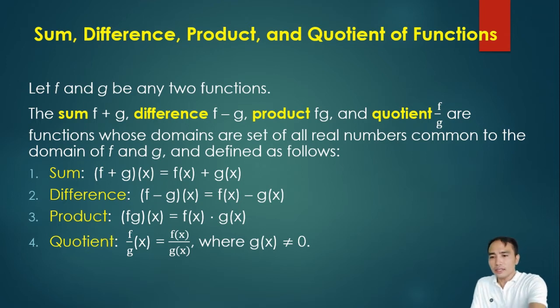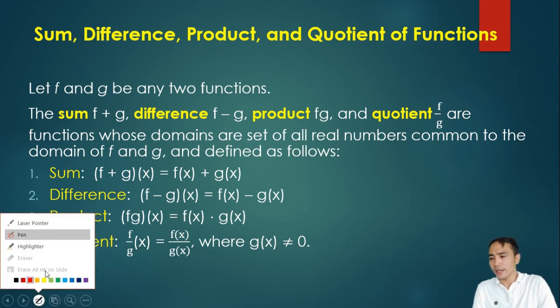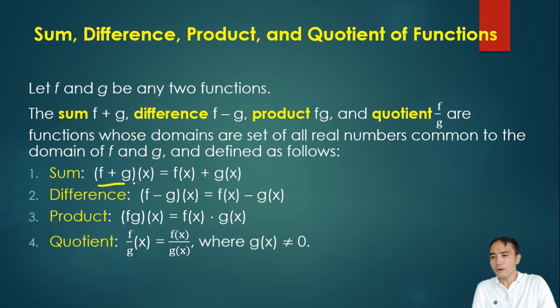For the sum, it is denoted by f plus g of x is equal to f of x plus g of x. For the difference, it is denoted by f minus g of x is equal to f of x minus g of x. For the product, it is denoted by f times g of x is equal to f of x times g of x.